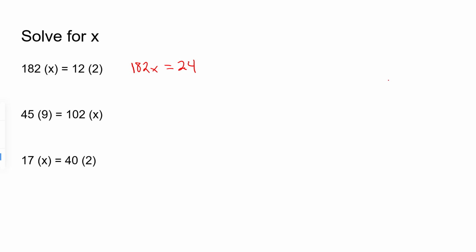Now in order to isolate the x, we're going to want to keep x all by itself. We can divide away by 182 on both sides. So 24 divided by 182 is equal to 0.131868 and so on. So we're just going to round this to 0.13. So x is equal to 0.13.